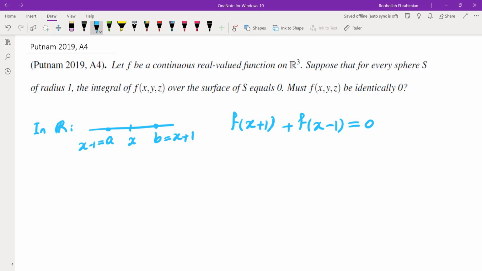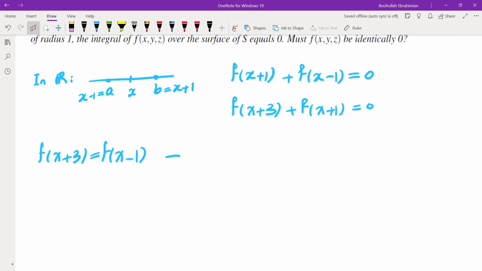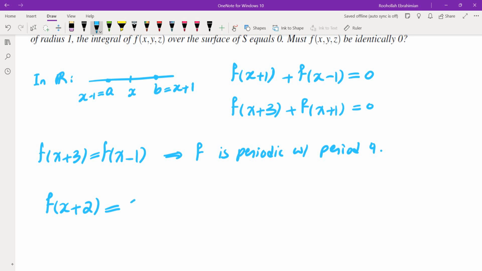If we think about this one a little bit further, we realize that f of x plus 3 plus f of x plus 1 is 0, which tells us that f of x plus 3 must be f of x minus 1. So it would have to be a periodic function. So f is periodic with period 4. On top of that, we also need f of x plus 2 to be negative f of x. Okay, so we need a function like this.